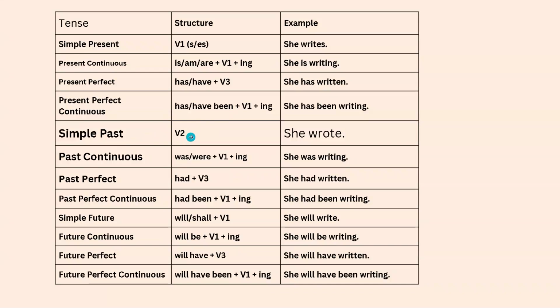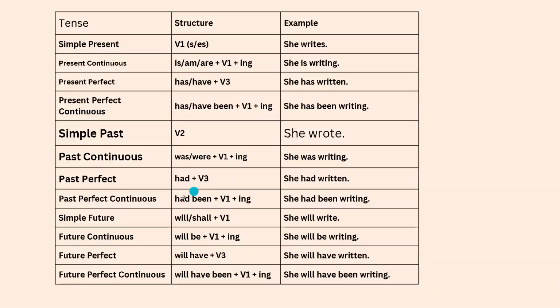In simple past, V2 you will be using here. V1 plus ing as it is. Okay. So V2, she wrote. Here we are taking one single word and we are making sentences. So past perfect. In past perfect, we use had plus V3. Why we are saying here V3? Because in irregular verbs, the spellings will be changing.